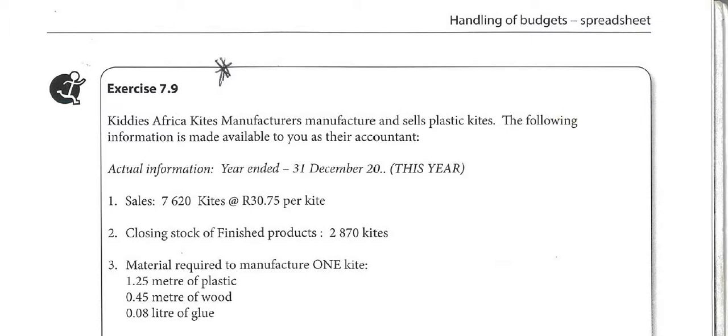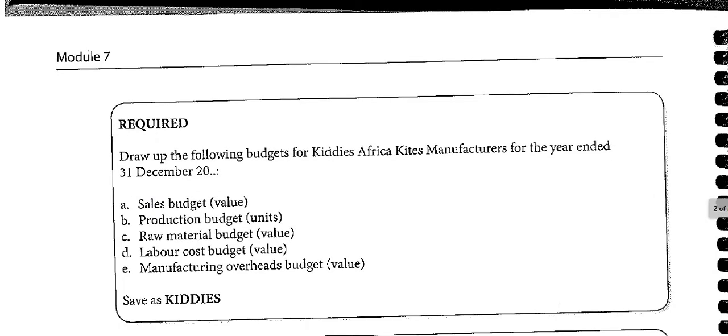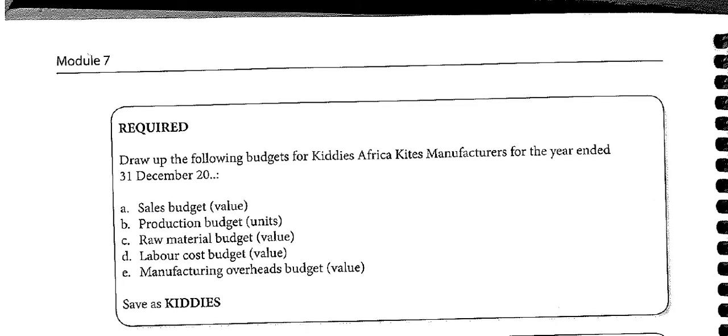So our first thing when we receive a question like this, I would say just get a sense of what the required is, so that you may be able to go back and read the information, you make sense of it. So here we're required to draw up the sales budget in value, the production budget in units, so how many units do we hope to produce, the raw material budget in value, the labor cost budget in value, as well as the manufacturing overheads budget in value.